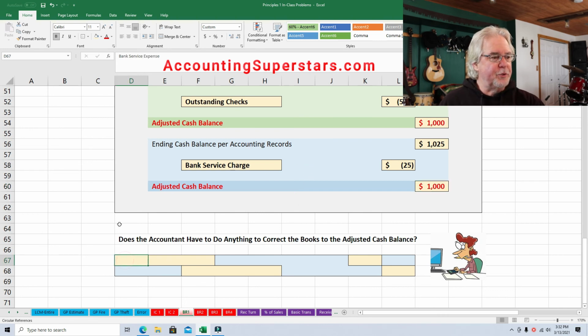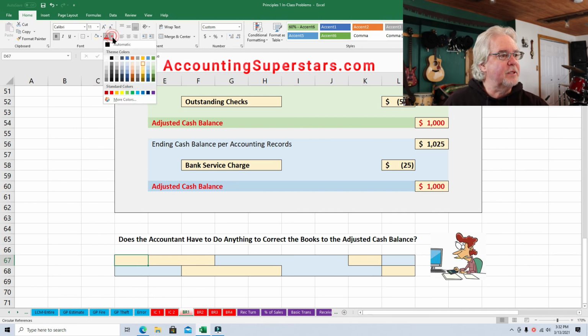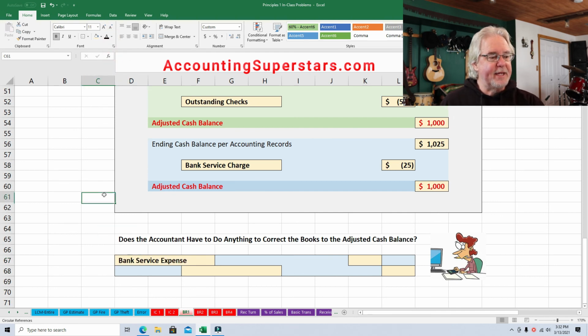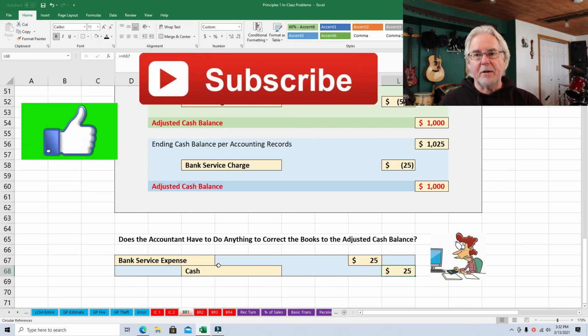So all we would do is we would debit bank service expense or bank service charge, however you want to say it, for $25 because expenses are debits. And we are going to credit cash because our cash is being reduced. So when this journal entry gets posted, our accounting records will be all up to date, and we will know that we don't have any mistakes. We've got an accurate cash balance, and we're good to go.